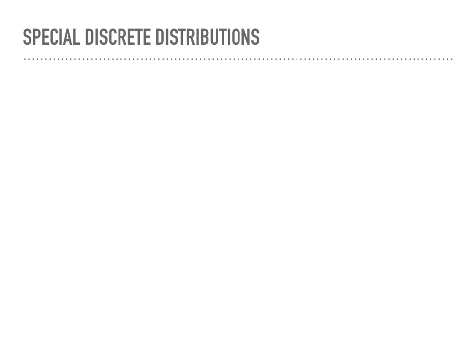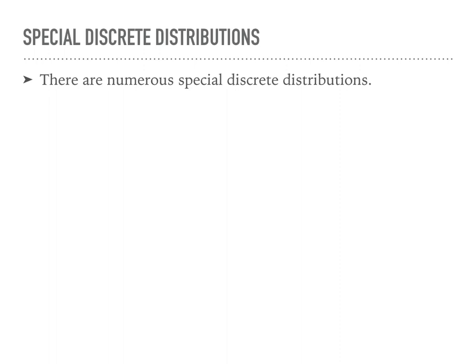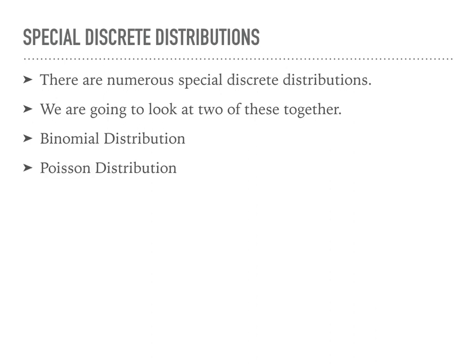Now there are some special distributions that we are going to talk about in this chapter. While there are numerous special distributions, we are going to look at just 2 of them together. We're going to look at the binomial distribution and the Poisson distribution. These are both discrete distributions that we'll be taking a look at. As we move on to continuous distributions, we will look at a few special ones there as well.